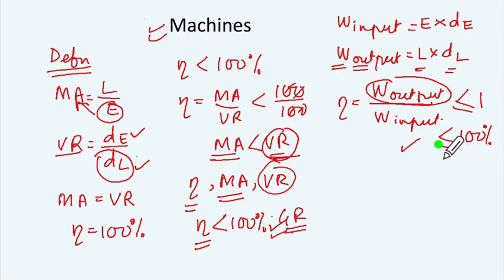Okay, so here there will be two options which will be correct. It is equal to 100%, yes, possible, and it is less than 100%, yes, that is also the correct option. So you will be writing both 1 and 2, or whatever the choices are for you.